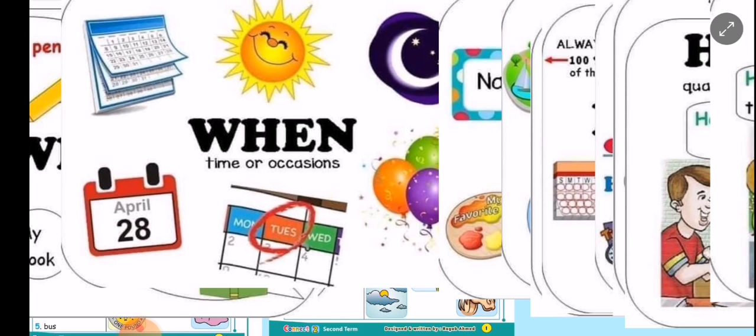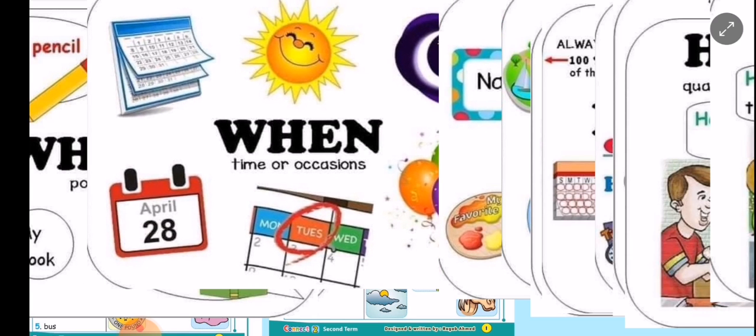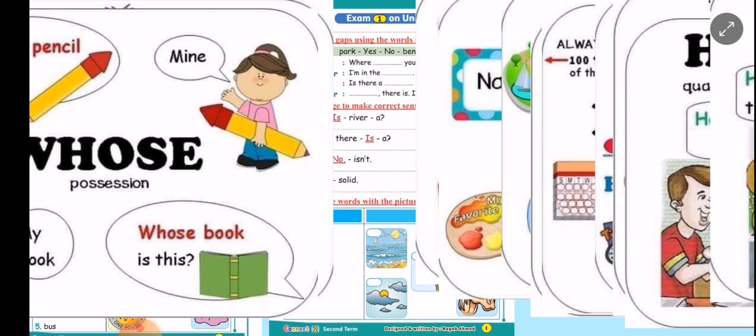And here we have when. It's also for time. What time is a direct question. And when is also for time, it may be an occasion. When do you go to school? In the morning. It's a time. When do you get up? At 6 o'clock, and so on. This is the meaning of when and how to use it in a question.